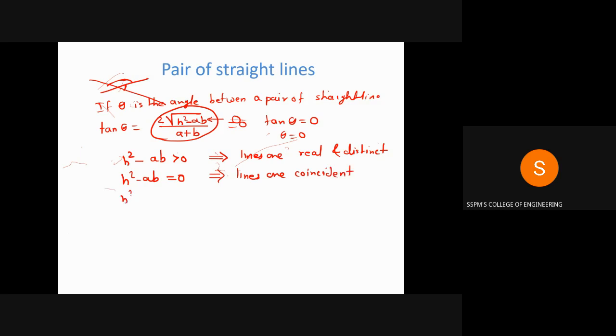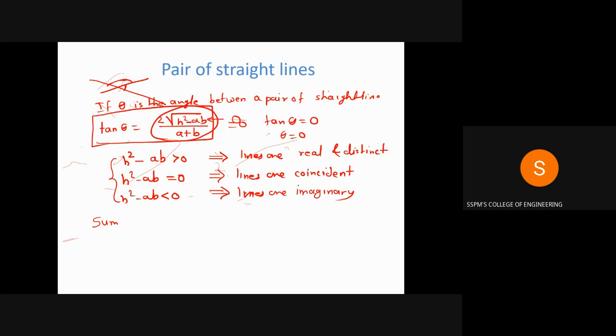Now, if h square minus ab is less than 0, the lines are said to be imaginary. So remember these three cases and this formula. What is the angle between two lines? It is given by tan theta is equal to 2 root h square minus ab divided by a plus b.